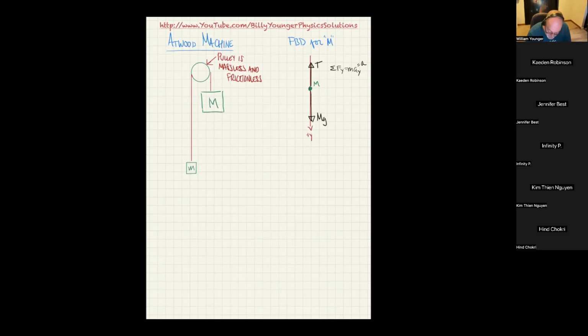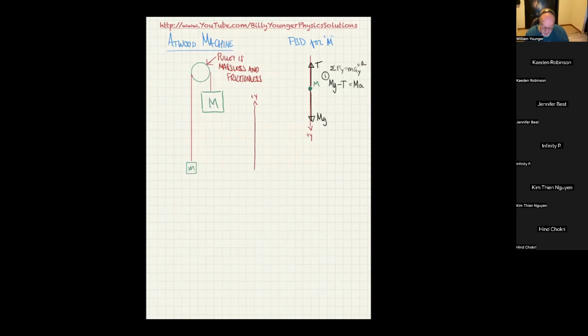Okay. So what I get for this is big M G minus T is equal to big M A, and that's going to be equation 1. Does that make sense to everybody for my free body diagram and F equals ma equation? Anybody have any questions? Okay.